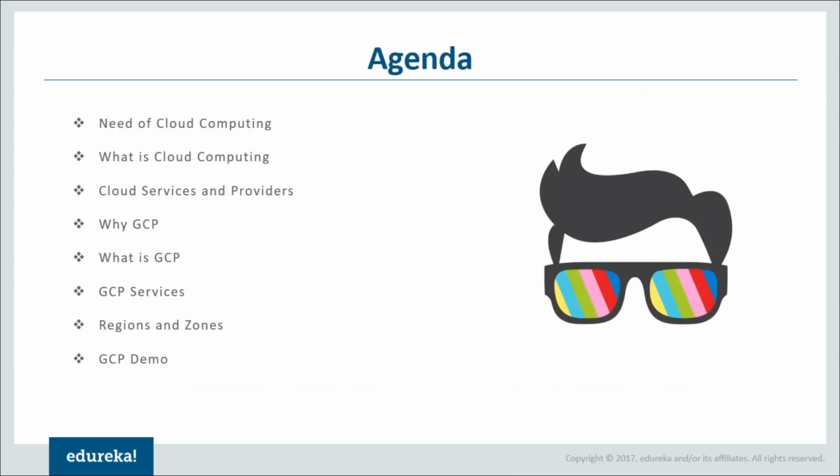So without any further delay, let's go ahead and look at today's agenda. First of all, we'll be starting from the basic needs of cloud computing and understand what cloud computing is. Then we'll learn about the various cloud services and their providers. Moving ahead, we'll understand what is GCP and the reason behind choosing it. Next, we'll learn about the various services provided by GCP and the different regions and zones where it is present. And finally, we'll see how to create an account on GCP and learn how to create a project and work on it.